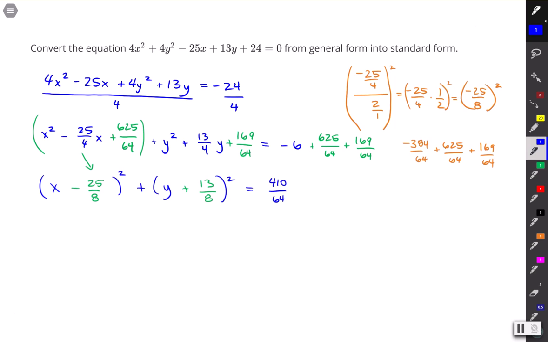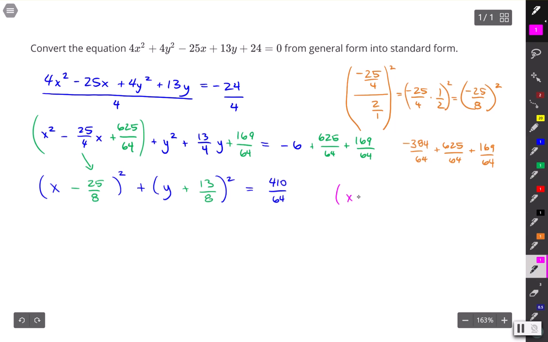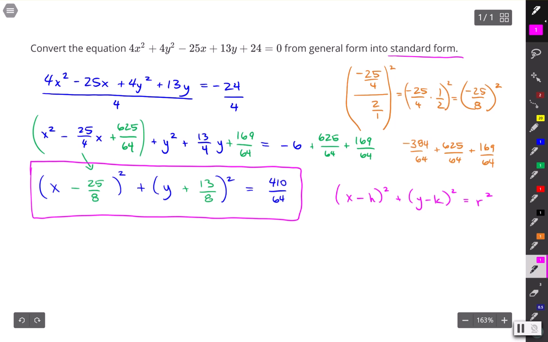All right, now it's in standard form at this point. The standard form is of the form x minus h quantity squared plus y minus k quantity squared equals r squared. So in this case, my value of h is 25 eighths, k is 13 eighths, and then r squared, if I take the square root of the numerator and denominator, it would be the square root of 410 over 8. And that would be the location of the center and the radius, if that was being asked. But it's not in this case. So our final answer here in standard form is this right here. So a little extra work with fractions, but if you just persevere through the fractions, it's really not that bad.